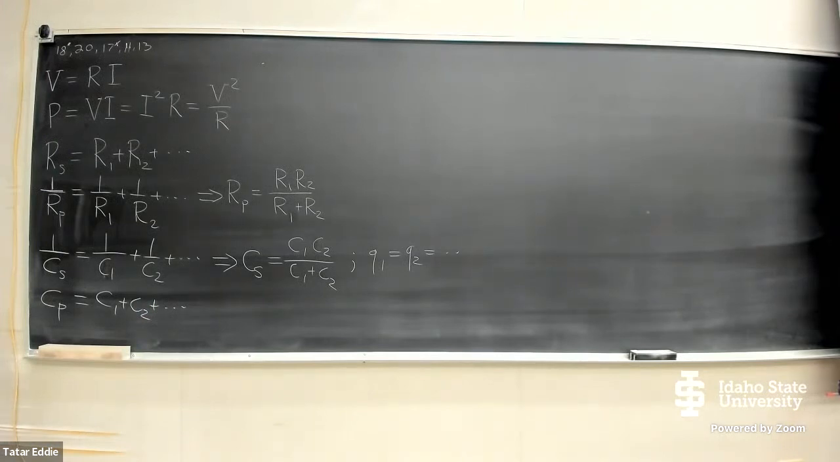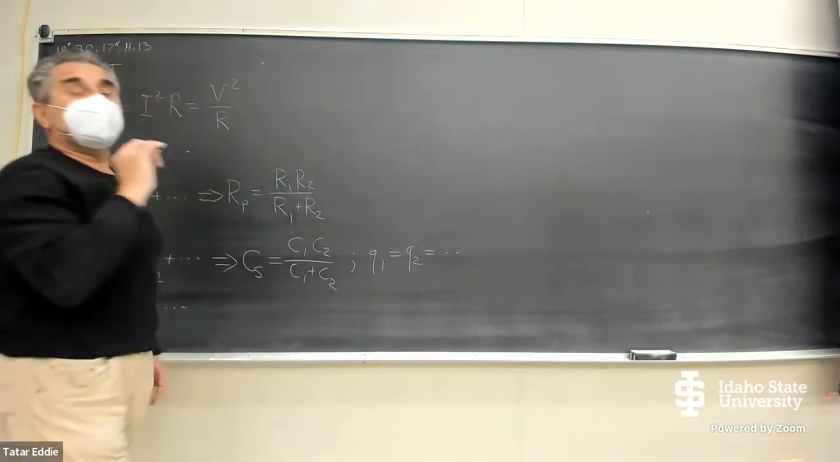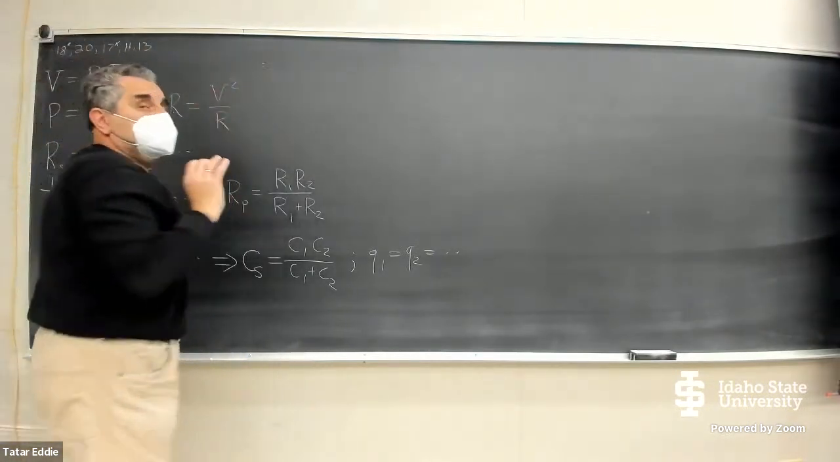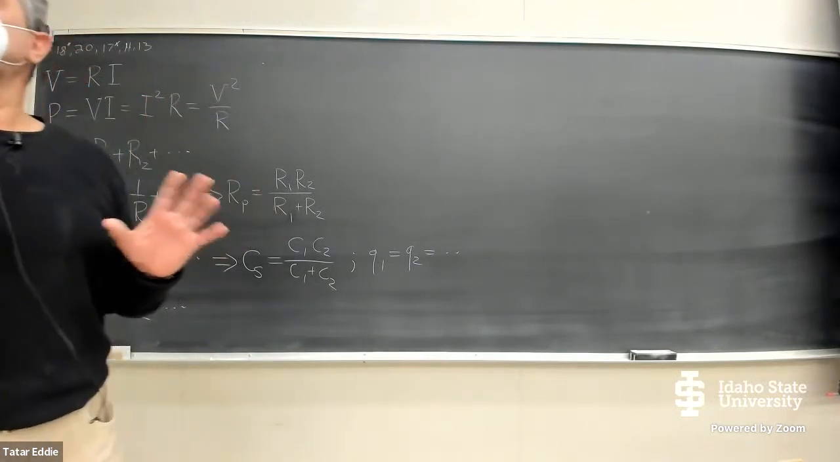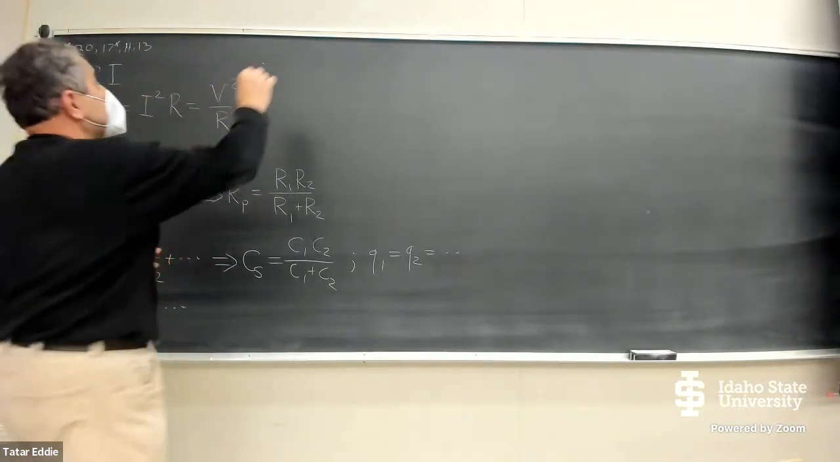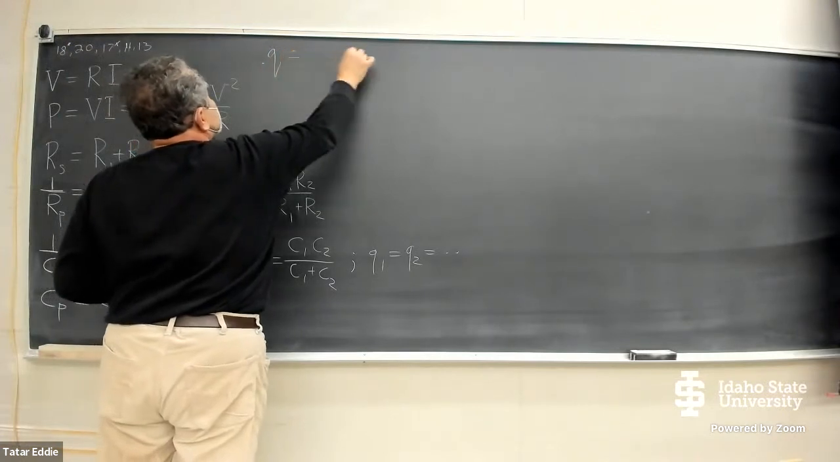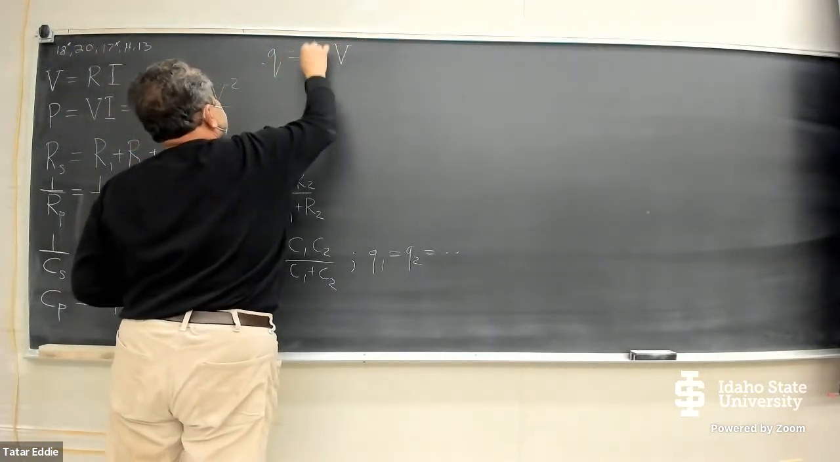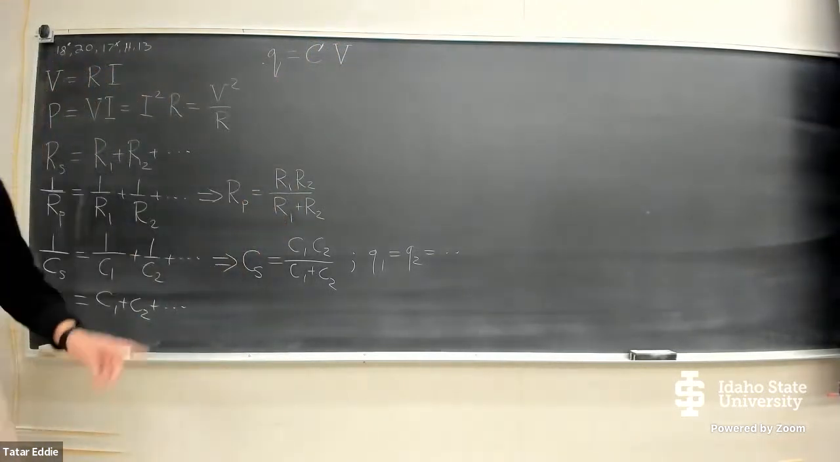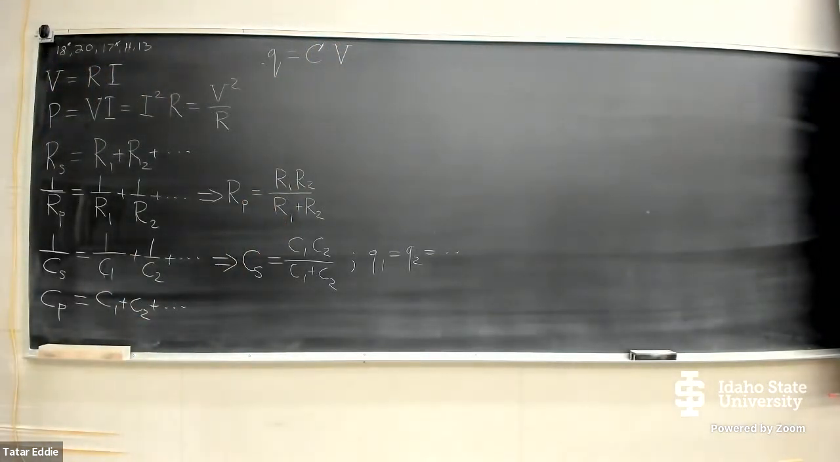A formula that is useful for figuring out conceptual questions and also solving problems is the formula which defines capacitance. Capacitance is the coefficient of proportionality between the charge on the plates and the voltage difference between the plates. This coefficient of proportionality is what we call the capacitance of the system of two plates or two metal objects in general.